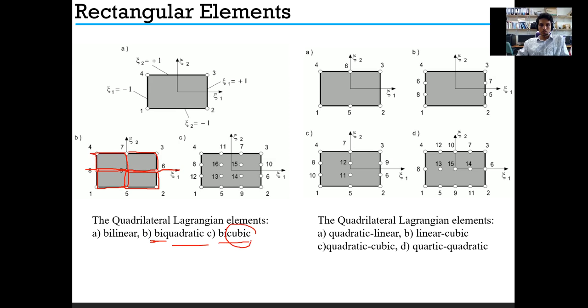How about bicubic? If it's cubic, then there would be 3 boxes. Yeah, since it's bicubic, then it is 1 and 2. And what about the quadratic linear? In the previous slides we have seen that for quadratic linear, 1 point is at one end, 1 point is at the other end, and 1 will be in the middle. So for this rectangle, if the quadratic linear is defined, then it will be like that.